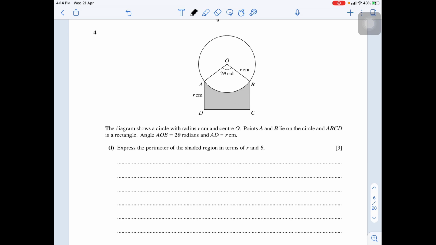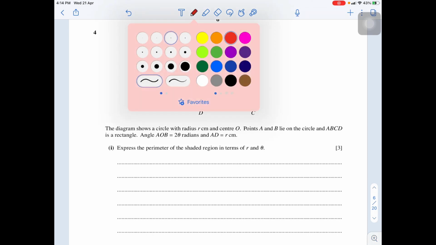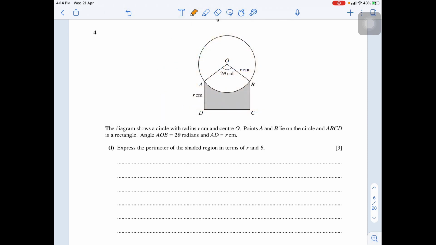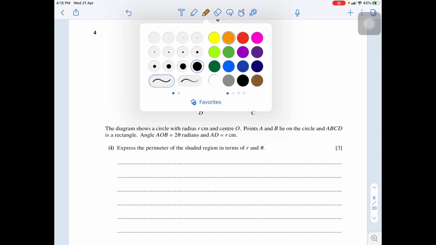Question number 4. The diagram shows a circle with radius r centimeters and center O. Points A and B lie on the circle, and ABCD is a rectangle. Alright, so I'm trying this. I'll use different color so that we understand. ABCD is a rectangle, that's what they've said. Angle AOB is 2 theta radians and AD is r centimeters. Express the perimeter of the shaded region in terms of r and theta.